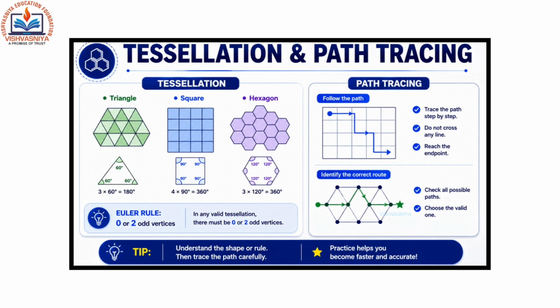Tessellation means covering a surface without gaps or overlaps. Only 3 regular polygons tessellate alone: equilateral triangles, squares, and regular hexagons. In path tracing problems, we use Euler's rule. If a figure has 0 or 2 odd degree vertices, it can be traced without lifting the pen. If there are 4 or more odd vertices, tracing becomes impossible without retracing.